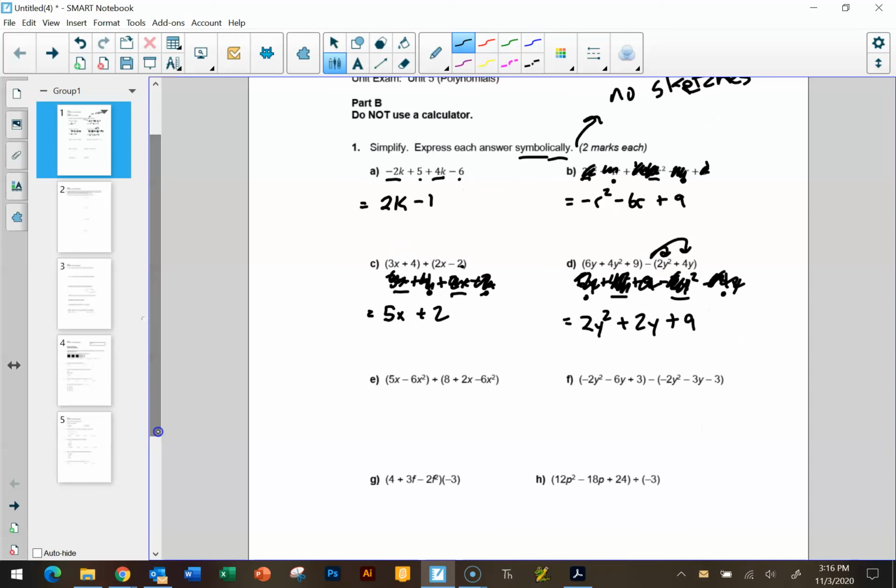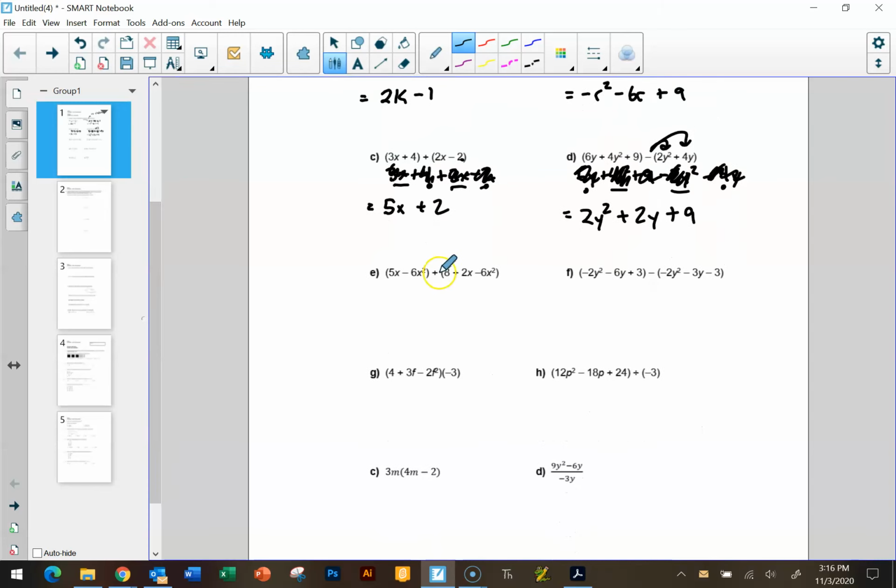Drop down one more question here. All right, we've got the plus here, so I can just drop the brackets, no problem. I've got 5x minus 6x squared plus 8 plus 2x minus 6x squared. There's a 6x squared, there's an x squared, another x squared, there's my x's, and then I've just got the one constant. So start with my x squareds. I've got negative 6, and then I've got negative 6 more. So I'm going more negative, so that's negative 12x squared. Then I've got a positive 5x and a positive 2x, so that's going to leave me with positive 7x, and then I've just got the plus 8.